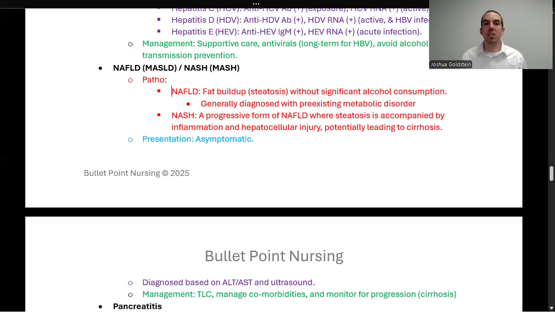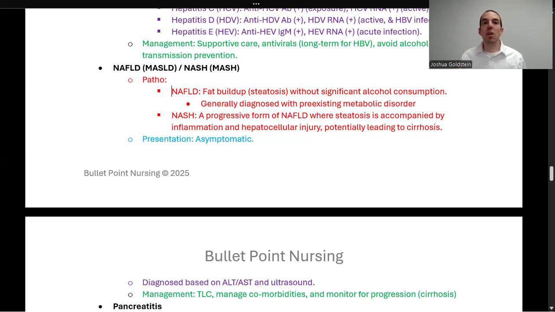Most of your textbooks probably still use NAFLD. That's what I'm used to. That's what I'm going to use in this lecture. NAFLD can progress to NASH. NASH, N-A-S-H, is again non-alcoholic steatotic hepatitis. So that means it's not due to alcohol. Steatotic is fatty. Hepatitis is inflammation of the cells. So that's going to be NASH, and that's a progression from NAFLD.